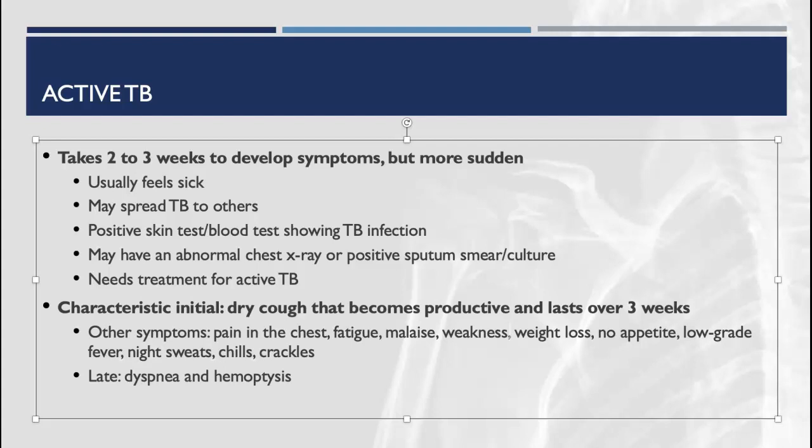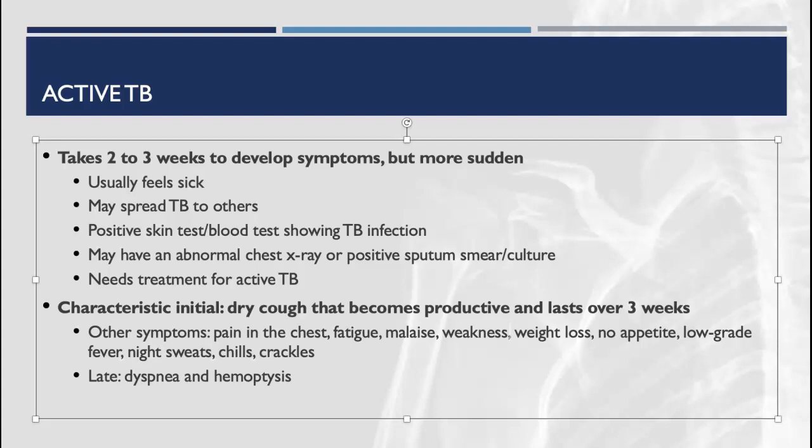However, it can happen more suddenly. The patient does usually feel sick. They are able to spread TB to others. They will have a positive tuberculin skin test. They may have an abnormal chest x-ray or a positive sputum smear, and they need treatment for active TB.